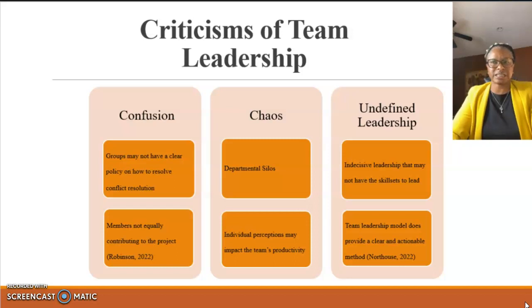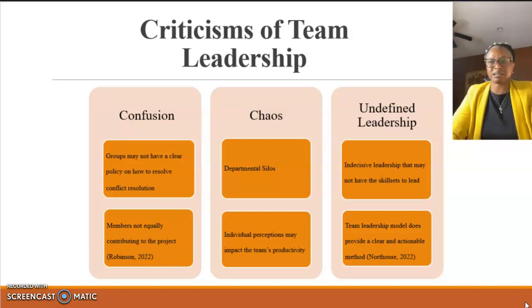The criticisms of the team leadership model are that it may possibly create chaos and confusion because there is no clearly defined policy on how groups are to resolve conflict, and that departmental silos may develop due to commonalities of the task and members. Additionally, difficulties meeting deadlines may arise due to many individual perceptions, and not all members will contribute equally.